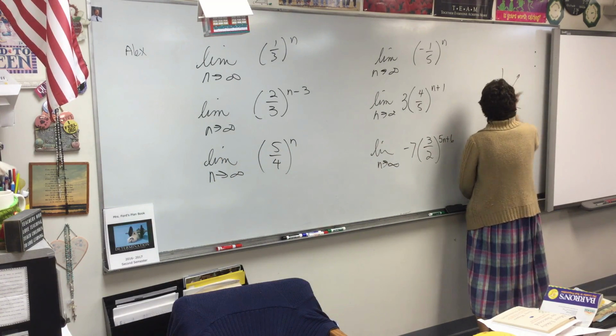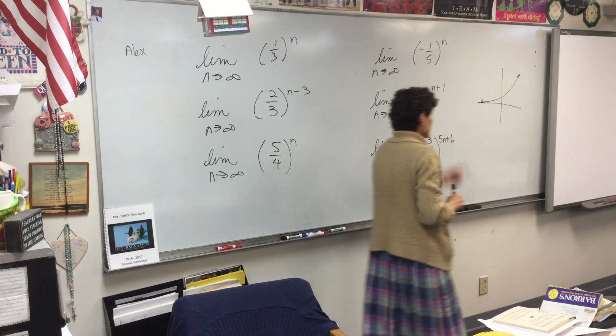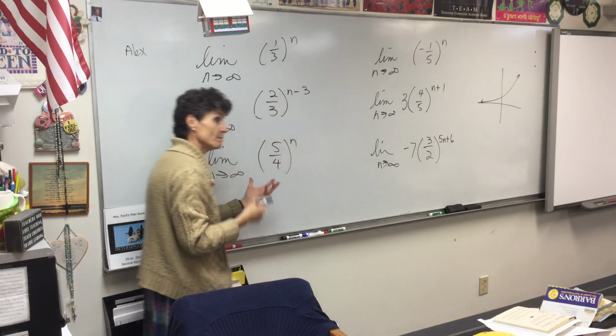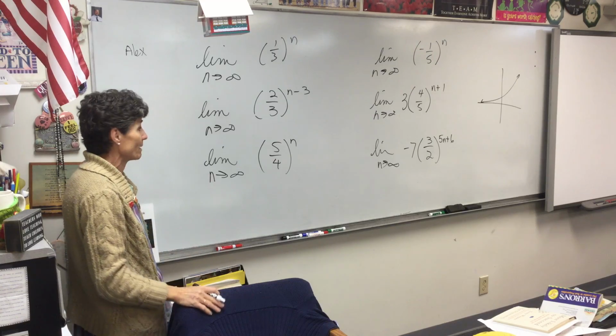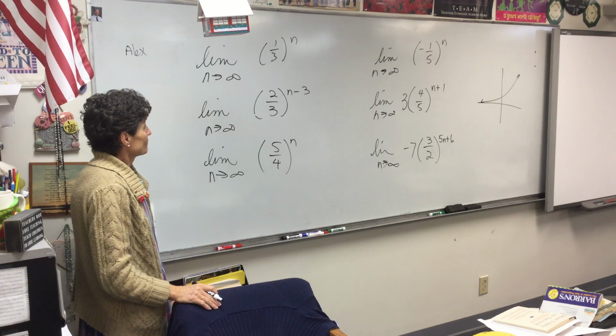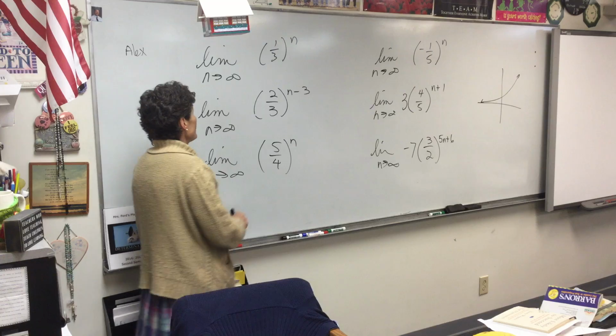Exponential functions look like this, right? So they do have an asymptote, so this limit, we could have had a conversation about that for sure. All right, so here we go. Let's talk about it. What do you think?